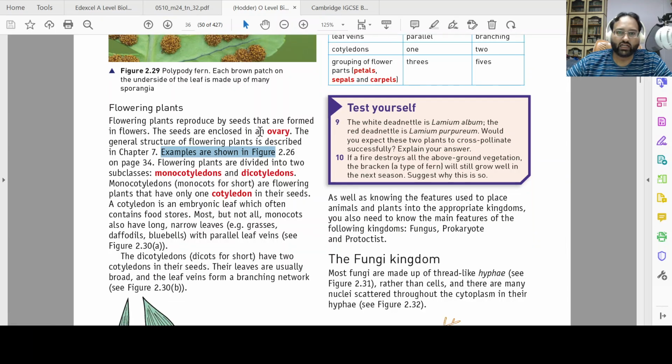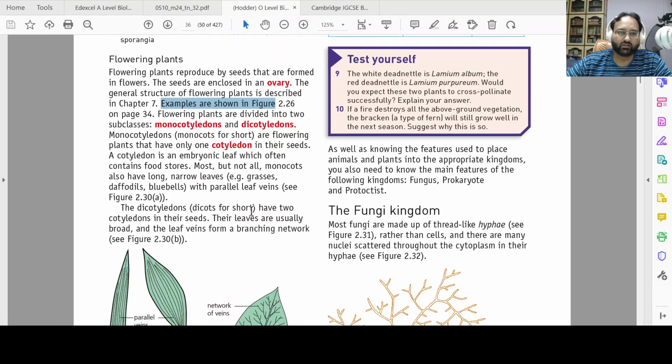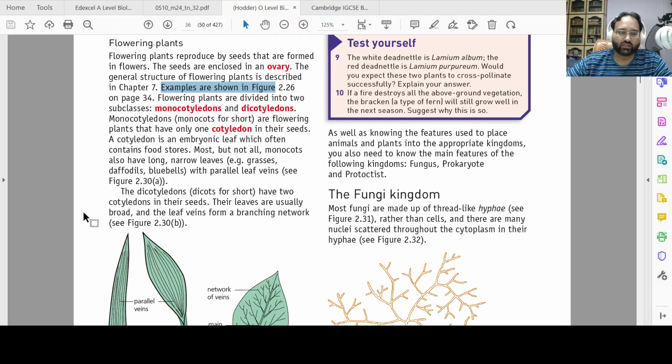Right. Also, they've highlighted ovary. They haven't defined it. So again, that definition will come in later. So you need to wait. We will get to learn what the ovary is, right? What the spongy mesophyll cells are, what the xylem and phloem are. We'll get to know all of that.